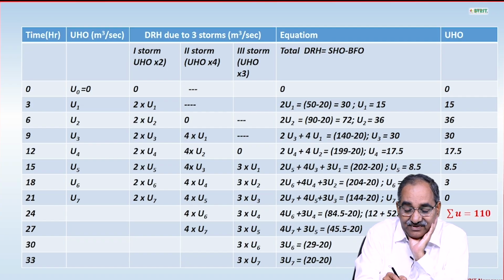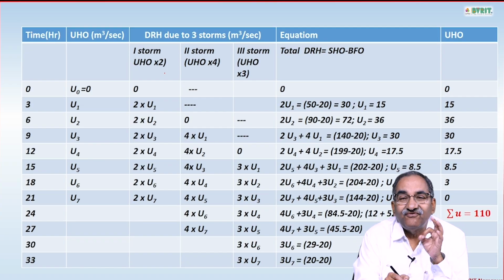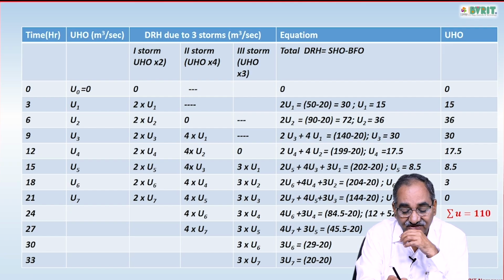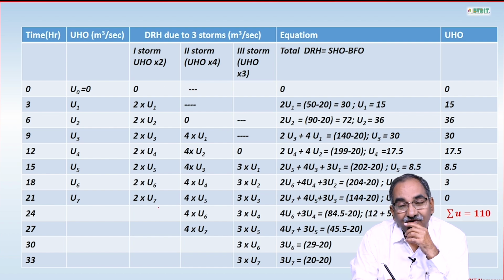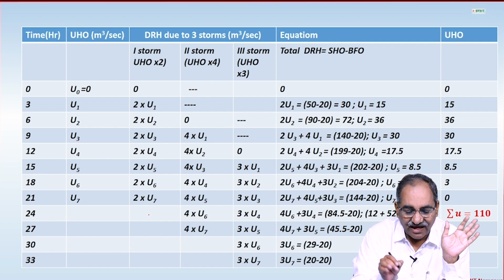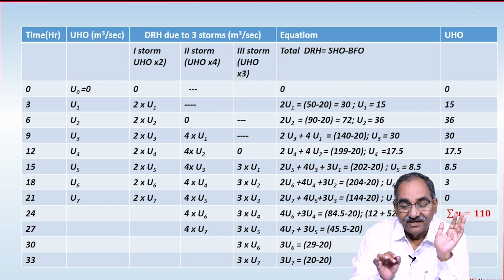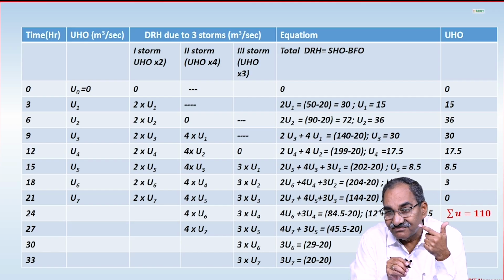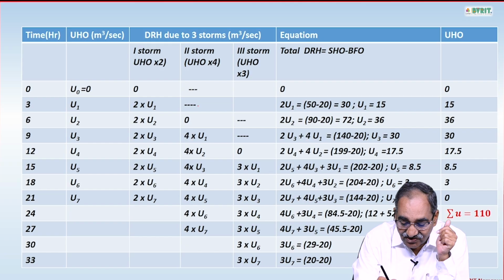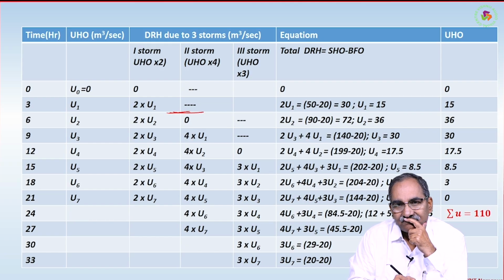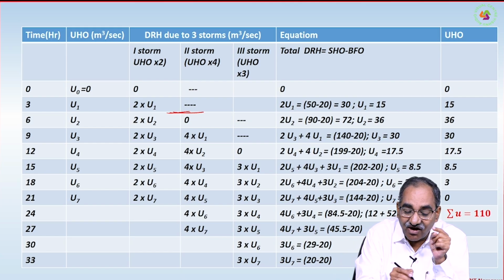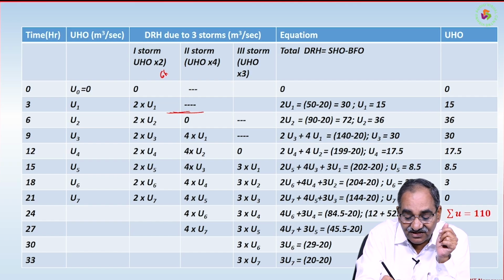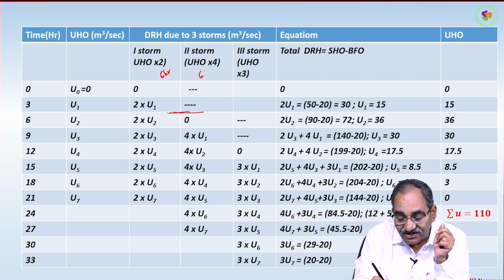Then what is the direct runoff due to the first storm? The first storm is how much actually? 2 centimeters. So multiply these ordinates by 2, over. As it is, I have done starting from 0. The second storm will be after how many hours? 6 hours. So naturally it starts from 6. Because after the first storm ends, only then the second storm starts. The first storm is for 6 hours.